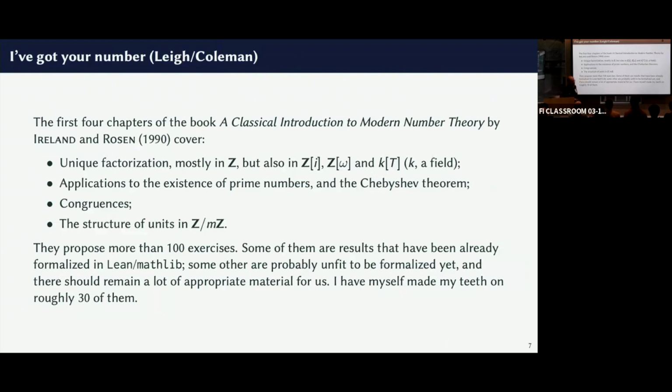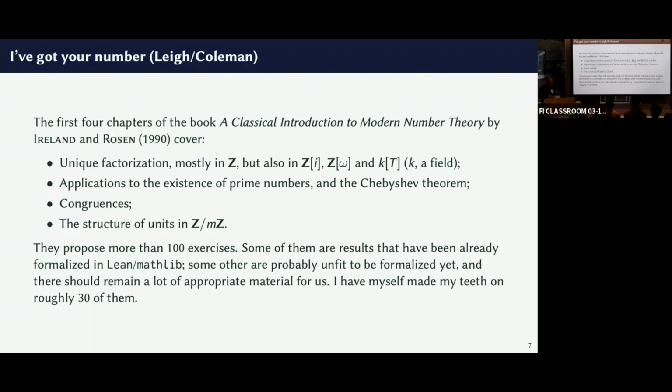And the prime number theorem is evoked. And the Chebyshev theorem is almost proved. I mean, lower bounds for the number of prime numbers. The third chapter goes back to very elementary stuff about congruences between integers. And the fourth is interesting for me because it's about units in Z/mZ. And last week, Mathlib didn't know about that.